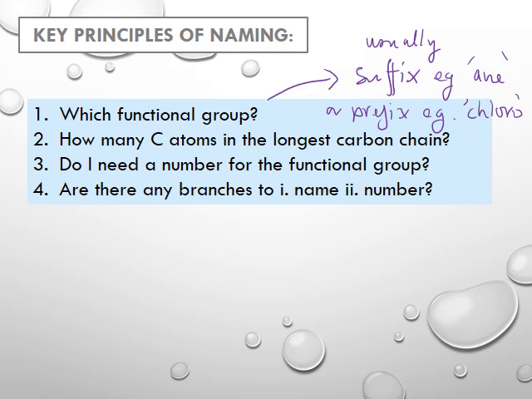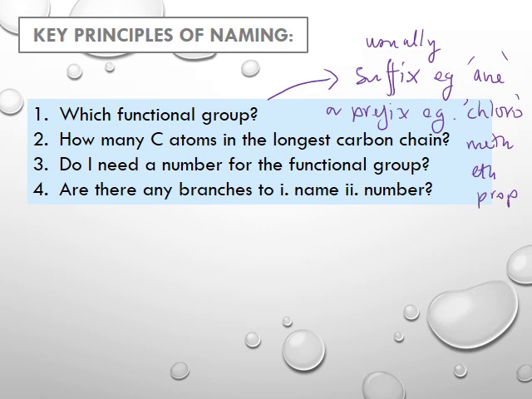How many carbons in the longest carbon chain? That's really important because that determines whether it's meth, eth, prop, etc. And you should know those numbers. So meth, eth, prop. 4 is but, 5 is pent, 6 is hex, 7 hept, 8 oct, 9 non, 10 dec.